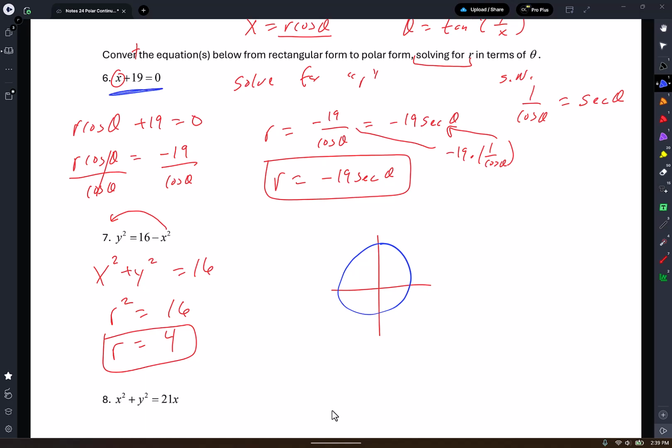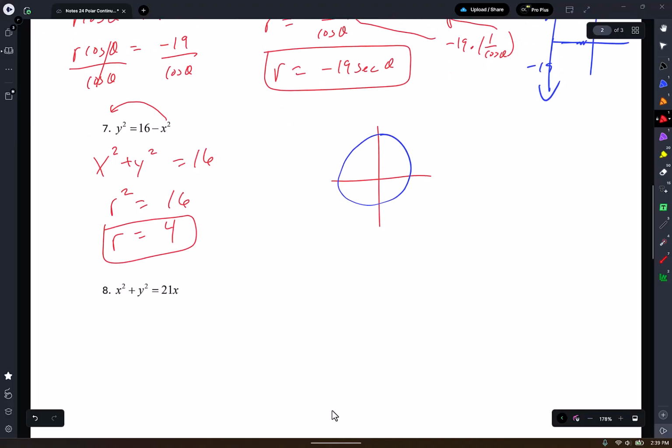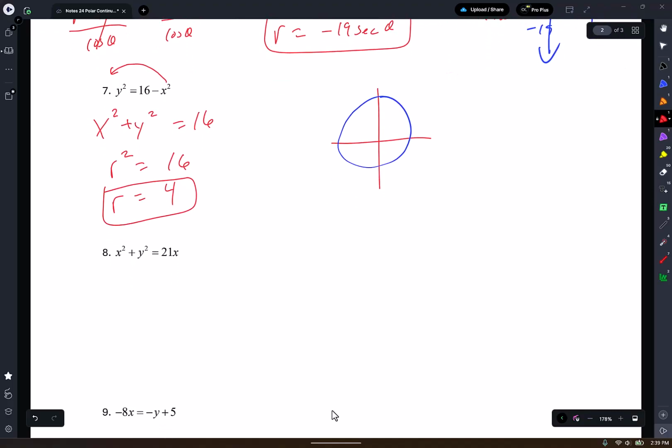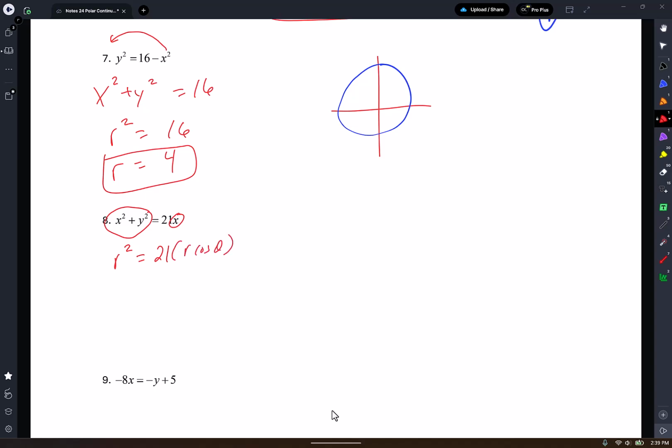This one was just a vertical line at negative 19. Negative 19, vertical line. We're okay? We're still good, guys? This is a circle. If we wanted to find the coordinate, we would complete the square, but let's just go right into it. X squared plus y squared, that's the same thing as r squared, equals 21. I'm just going to go ahead and substitute r cosine theta. 21.